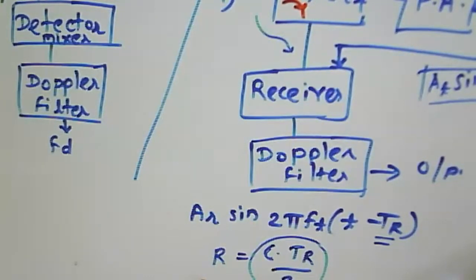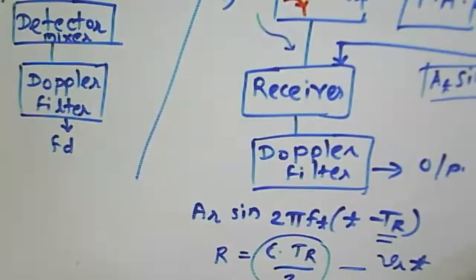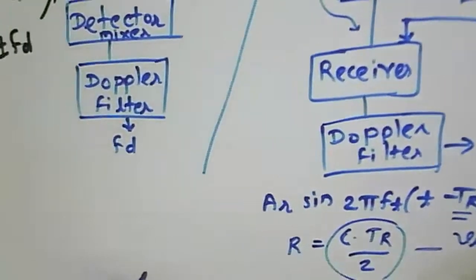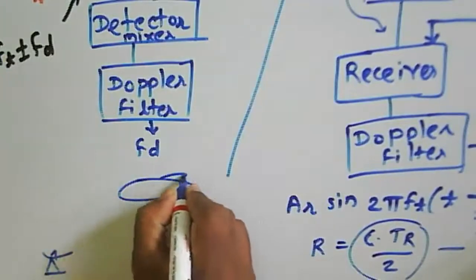So R is not always C TR by 2, because it changes with respect to the relative velocity of the target. So that's why we can write here the range with respect to the relative velocity of the target. Okay, so in that case, that velocity is for a given particular target. Okay, so we can say that we have the antenna and we have the moving target now.